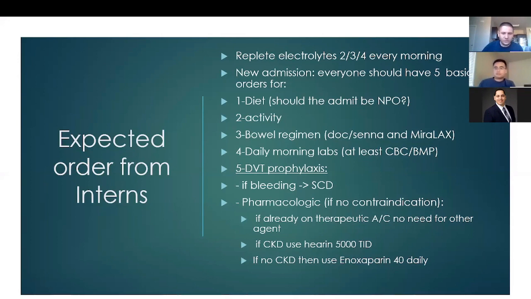Just general rules about DVT prophylaxis. If the patient is bleeding, then you just put on compression stockings, and if there is no contraindication, then we give the pharmacologic. If the patient is already on therapeutic anticoagulation, like home Eliquis, we just restart that. If he has CKD or ESRD, we put him on heparin. If there are no kidney issues, then put him on Lovenox 40 daily. And that's pretty much it. Any questions so far?